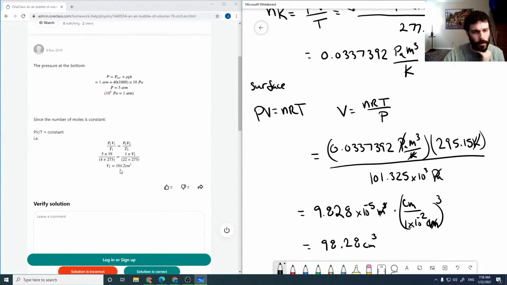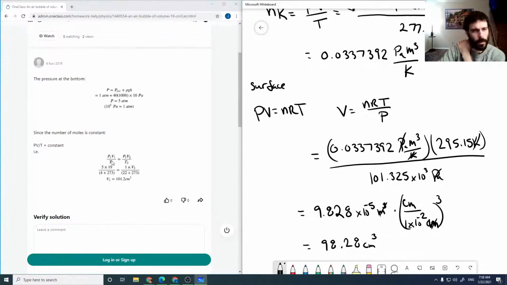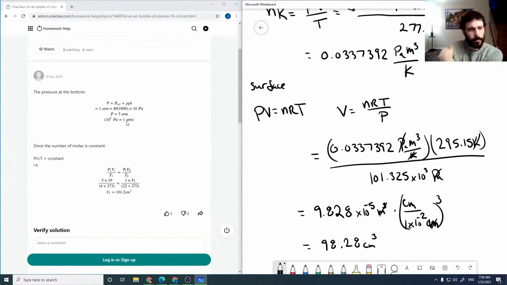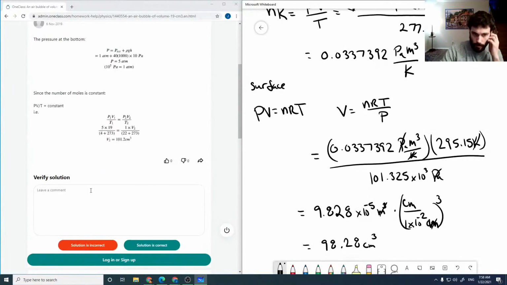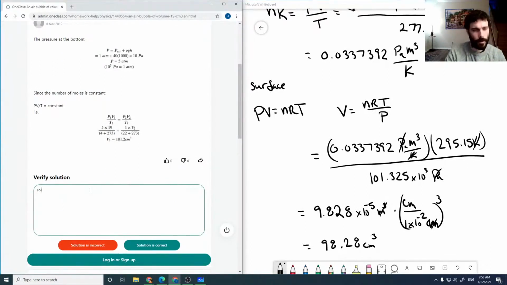So the volume they solved was 101. I presume that's just differences in rounding: their temperature was they added 273, not 273.15, so that's going to change some things. They also used 10 to the 5 pascals equals an atmosphere, which is not quite right. They just used 5 atmospheres, so a lot of rounding differences there, but I think for the most part it's correct.